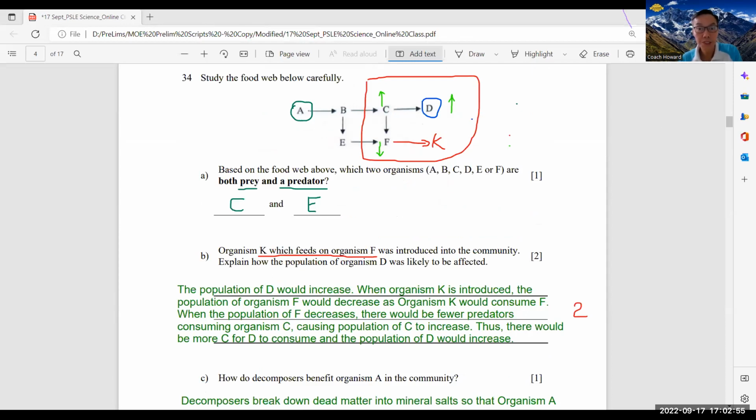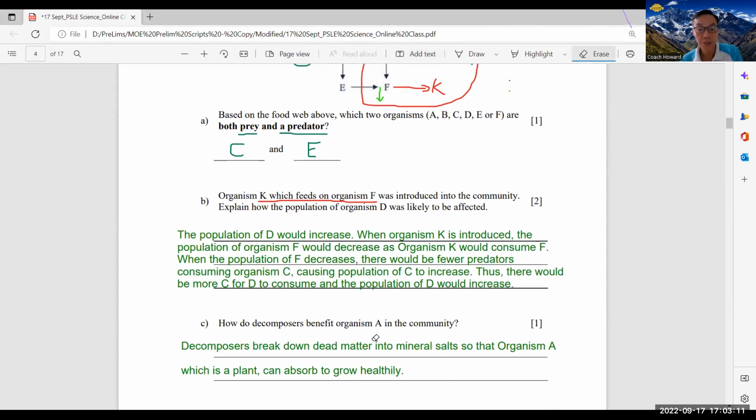So we have just discussed this question about the food web, and you need to know how to explain the influence of each organism as stated here. So do take note of this answer, which is a 2-mark question, and also the decomposers. Decomposers actually break down dead matter, be it dead plants or dead animals, into simpler substances. You can say they break down dead matter into simpler substances or mineral salts so that organism A, which is a plant, can absorb to grow healthily.